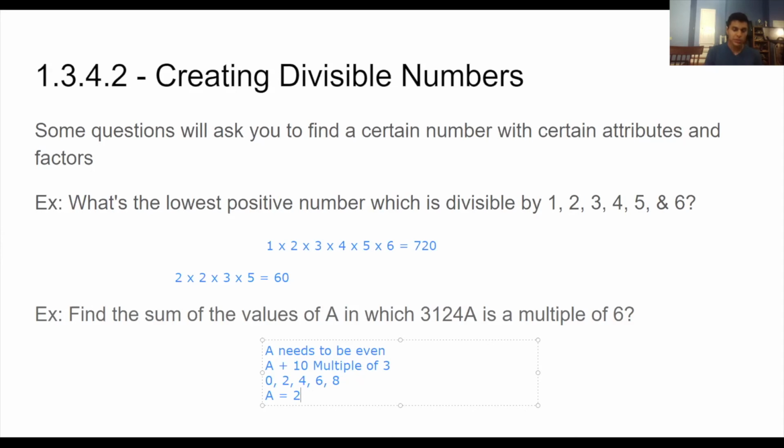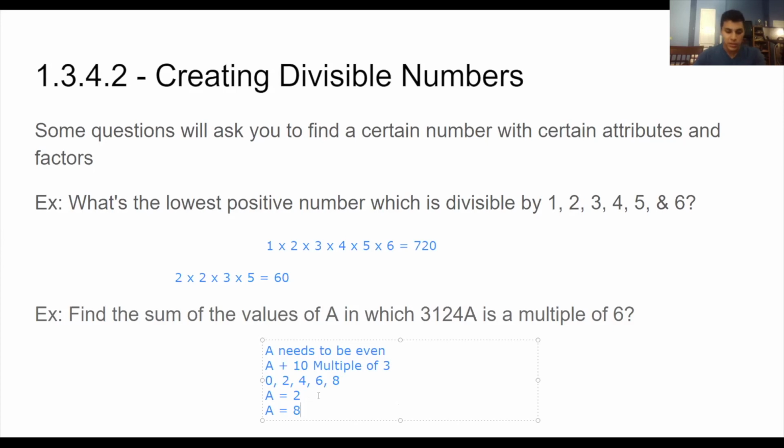So we need to make sure that we continue to get all the values of A because we need to find the sum of them. So next, A can't be 4 because 4 plus 10 is 14, and 14 isn't a multiple of 3. Next, A can't equal 6 because 6 plus 10 is 16, and that's not a multiple of 3. And then our final number, 8, A can be 8 because 8 plus 10 is 18, and 18 is a multiple of 3. 18 divided by 3 is 6. So I can also write down A equals 8.